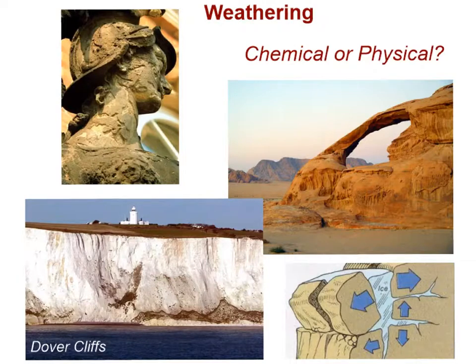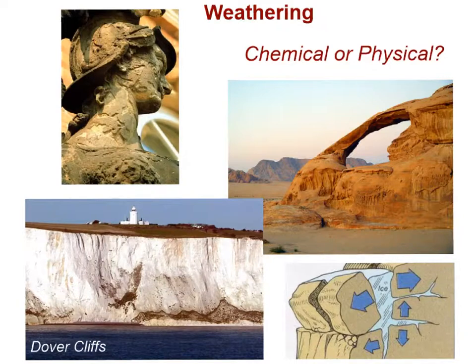Here's a picture of Dover Cliffs in the English Channel. And what kind of weathering do you suppose has happened here? It's actually both chemical and physical. The chemical part is that these cliffs are made out of a rock called limestone that contains solid calcium carbonate. And when the water is just a little bit acidic, it contains a little bit of dissolved carbon dioxide, which reacts with the calcium carbonate and ends up forming calcium bicarbonate, which is this white stuff you see on the cliff. That's the chemical change.